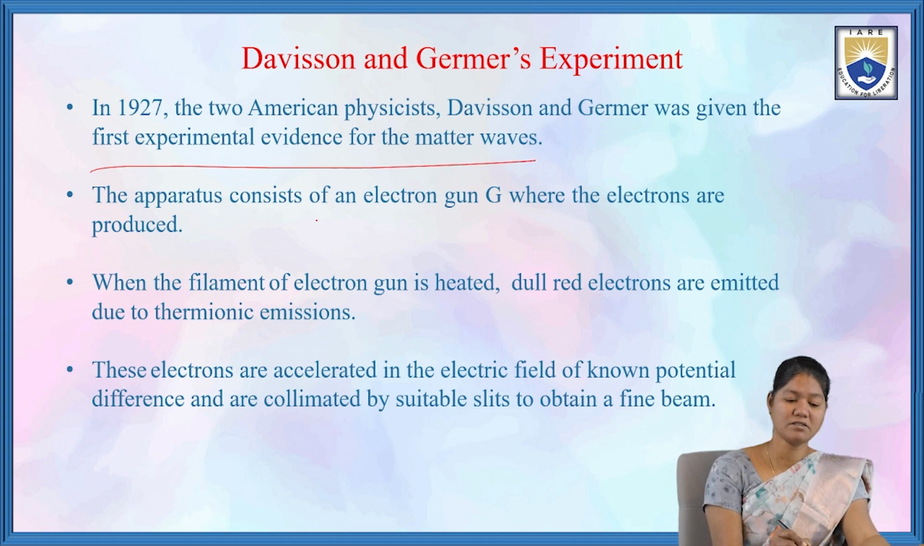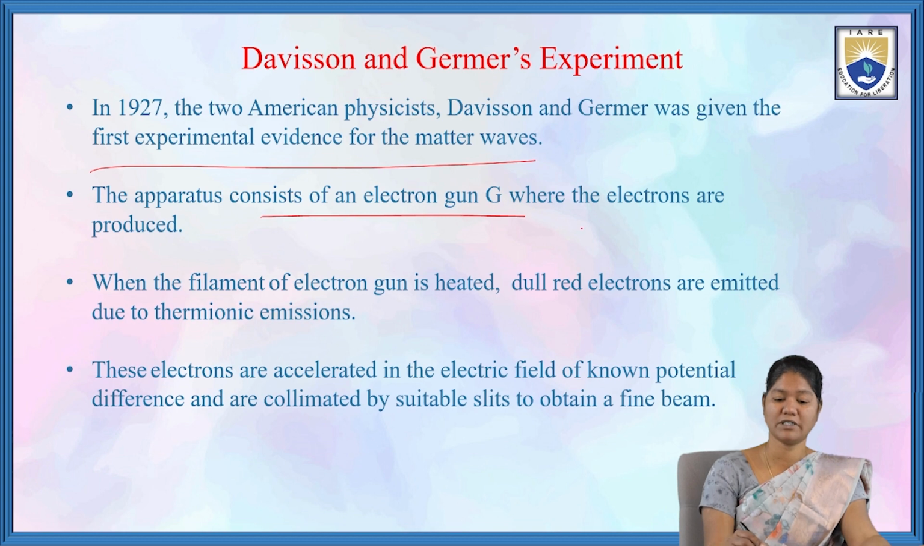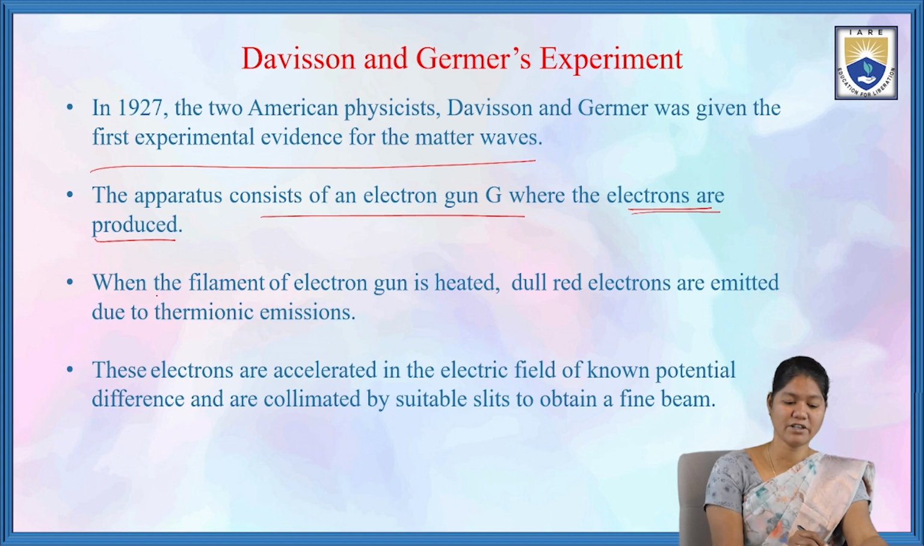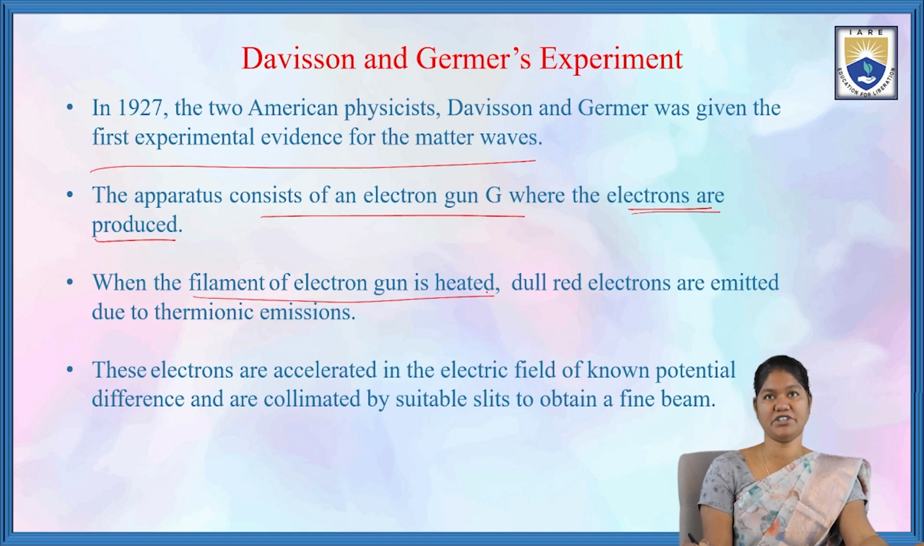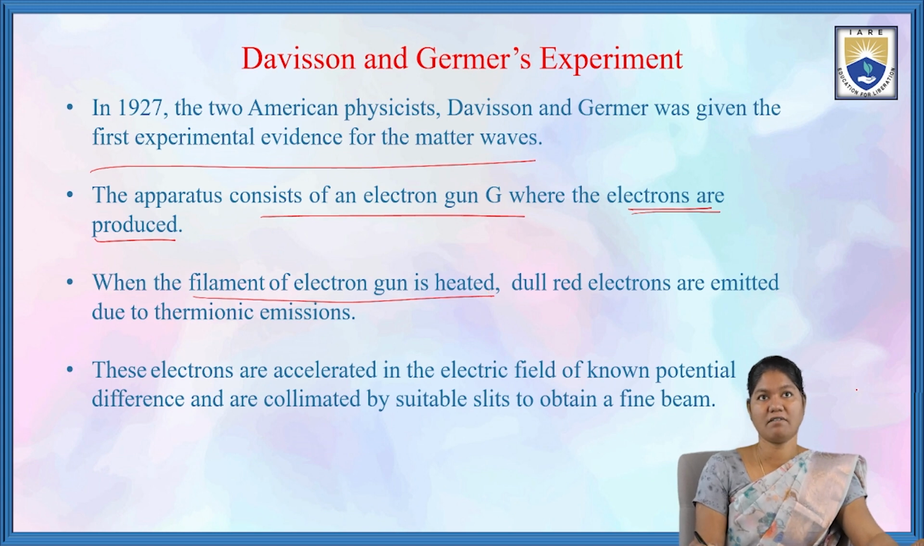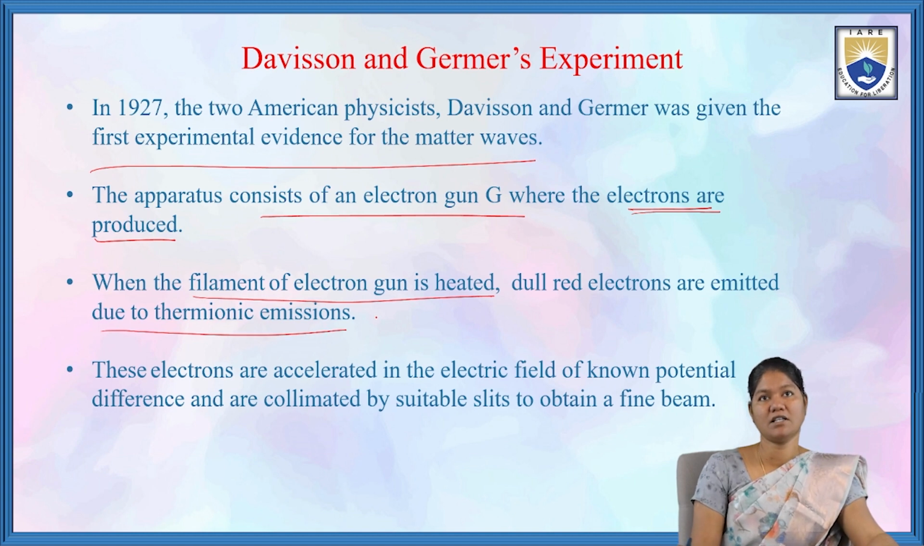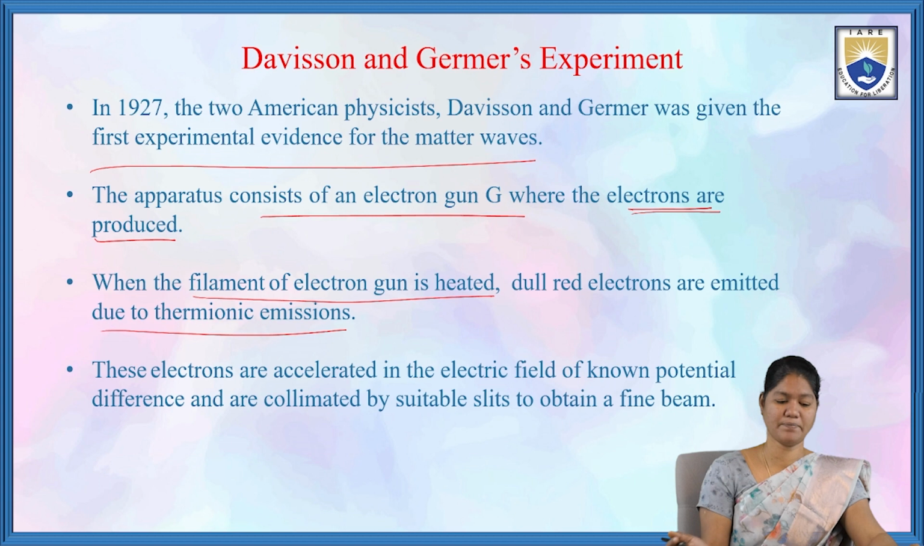The apparatus consists of an electron gun G, where the electrons are produced. When the filament of the electron gun is heated, dull red electrons are emitted due to thermionic emission. Due to thermionic emission, the filament is heated and it produces the red color electrons.